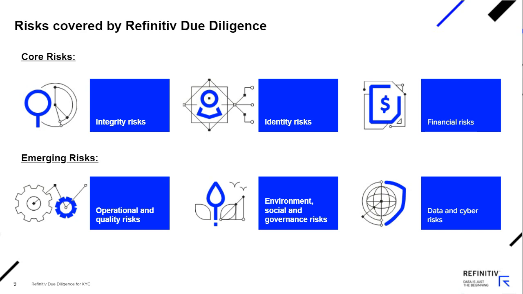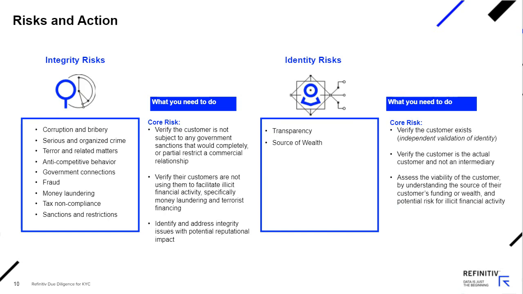We decided to break them into core and emerging risks. Now for KYC, the core risks are integrity risks, which might be obvious in terms of what you need to do and what it pertains to. It pertains to corruption, bribery, serious and organized crime, counter-terrorist financing, anti-competitive behavior, fraud, government connection, sanctions, PEPs. So quite obvious, and it speaks to the name, integrity risks.